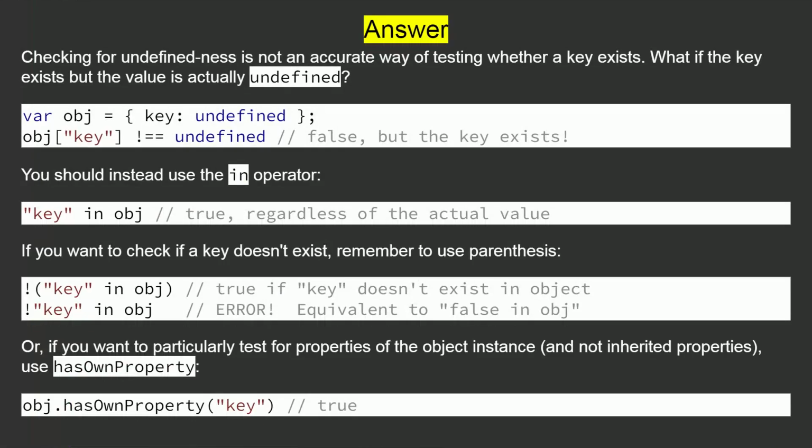If you want to check if a key doesn't exist, remember to use parentheses: !("key" in obj) is true if the key doesn't exist in the object. Without parentheses, !"key" in obj is an error, equivalent to false in obj. Or, if you want to particularly test for properties of the object instance, and not inherited properties, use hasOwnProperty: obj.hasOwnProperty("key") is true.